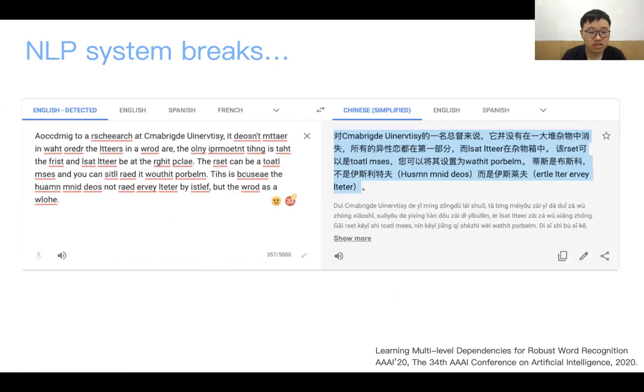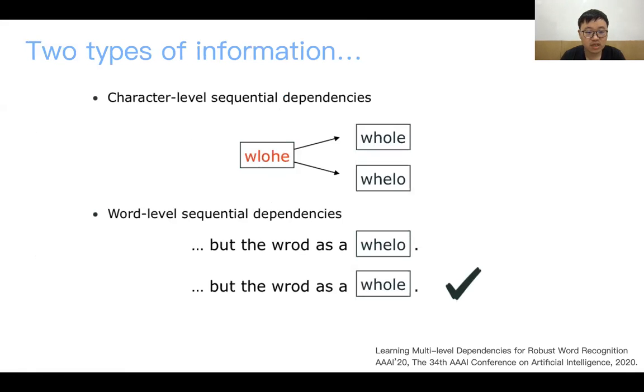If I copy the sentence into the Google translation system, as you can see here, the translation engine is totally destroyed. You cannot get the result. So we built machine learning models to do robust word recognition, which is to correct words like the words in the Cambridge sentence.